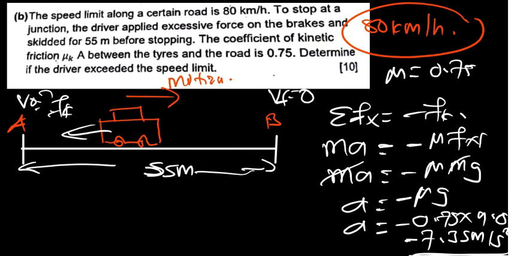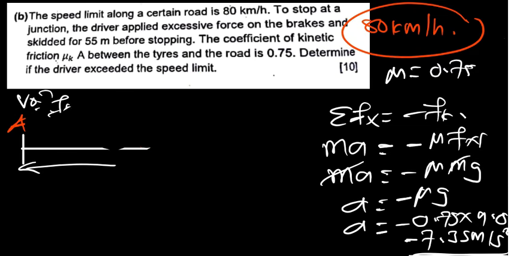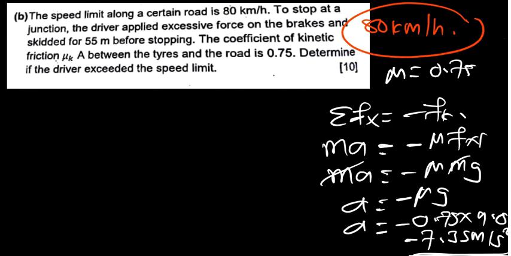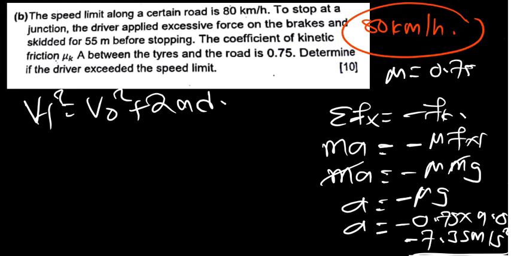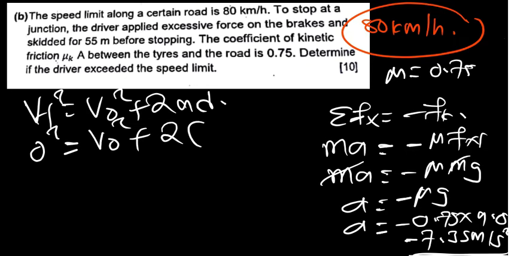Okay. Now, we need to find the initial velocity. We now have the acceleration. The final velocity is 0. We don't have time. We have the displacement. The only formula which can help us to find the initial velocity where we don't have time is the third equation, where v final squared is v initial squared plus 2ad. Our goal is to find the initial velocity. Final is 0 squared. The initial is the one we are trying to find. The acceleration is negative 7.35. The distance is 55.